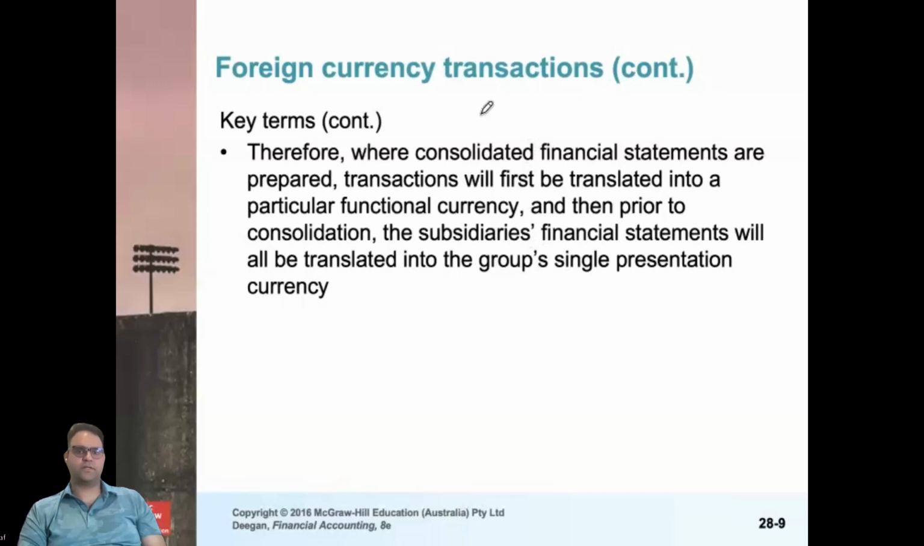Now they keep on discussing how consolidated financial statements are prepared. Transactions are first translated into a functional currency, and then prior to consolidation, the subsidiary financial statements will be translated into a single group presentation currency. Normally, when they make a consolidated financial statement, they try to come up with one figure only. You cannot have multiple currencies in one financial statement, even if it's a consolidated one.